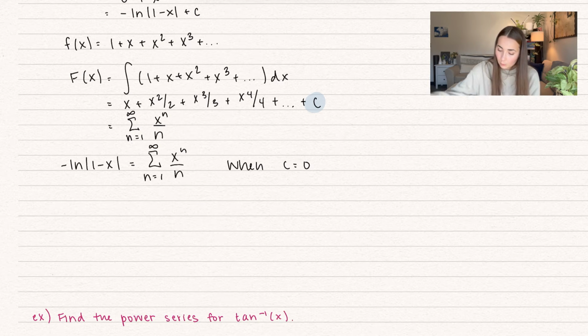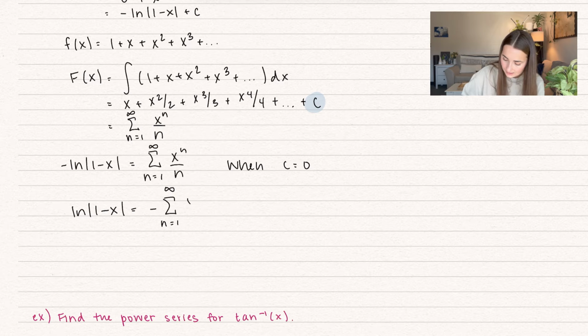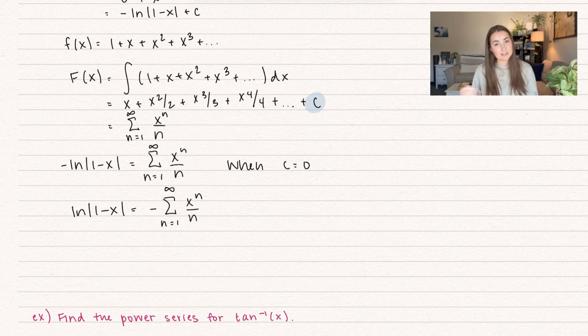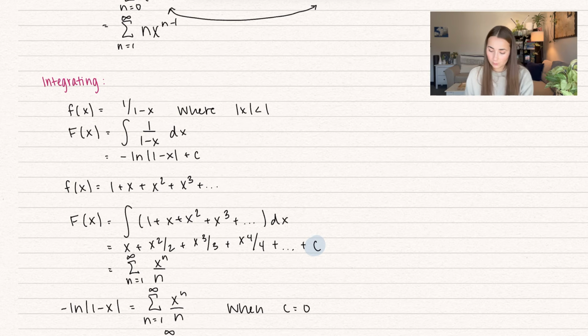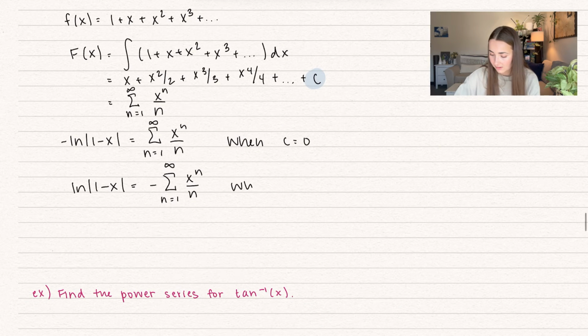Now, what I want to do is get our function all by itself. So I'm just going to multiply that negative value over. So we have the natural log of 1 minus x is equal to negative the summation n equals 1 to infinity, x to the n divided by n, when c is equal to 0. Now we should also be careful with our x values, because remember, we're working with this function where the absolute value of x is less than 1. That has to be true even when we integrate it. So we also have this is going to be when the absolute value of x is less than 1.